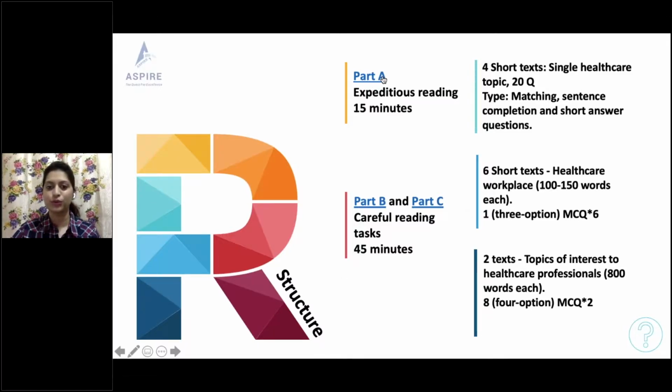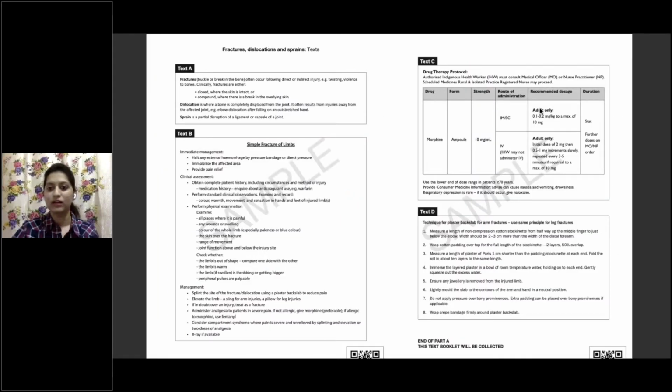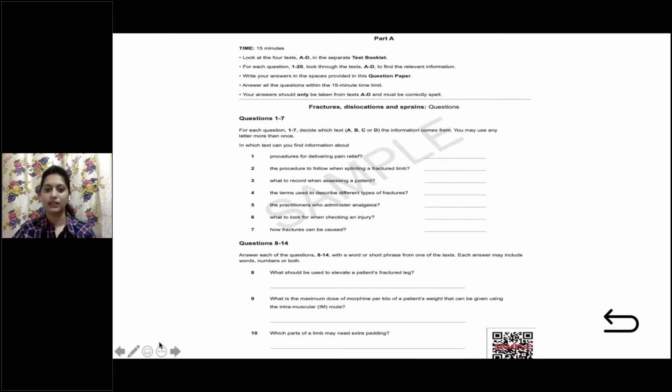So let me just show you how part A looks, so that you have a better idea of the paper. As you can see on the screen, there are 4 short texts. They can be in the form of tables or diagrams or notes, or a piece of information that is just presented to you. So there will be 4 short texts, and the questions that follow will look something like this.